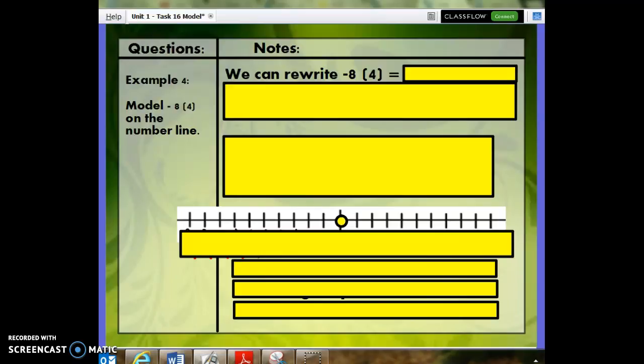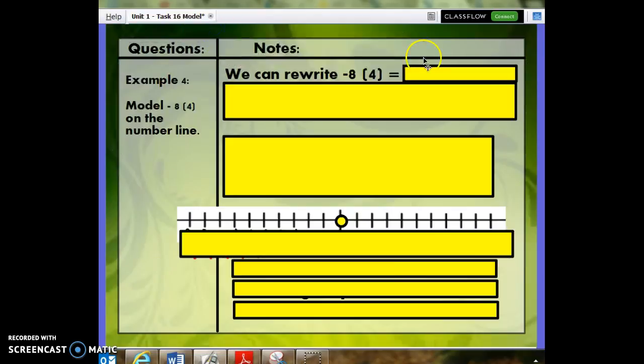Last of all, I want to talk about if you have a negative and a positive, but the negative is in front. Do we still treat it as the opposite? Sure, you can do it that way. You can say the opposite of 8 groups of 4 is negative 32. You can also rewrite this to treat it the same way we did the first example.